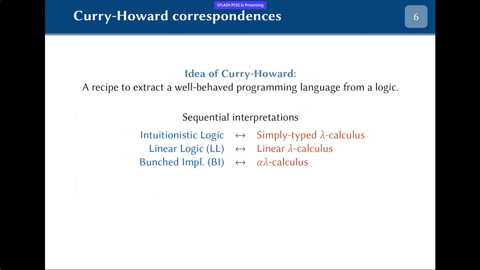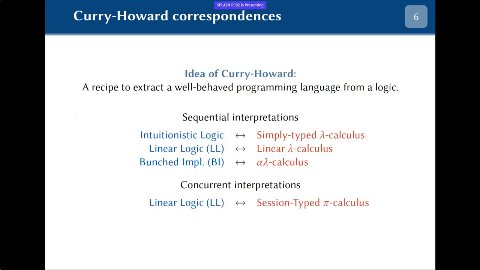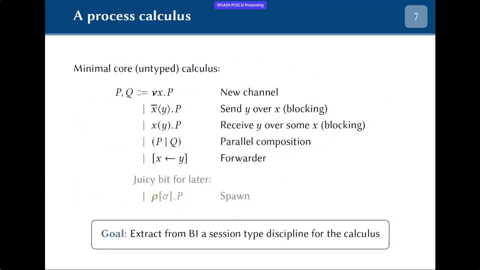The most classical of which are the sequential interpretations of various logics in various variants of the lambda calculus. What we are interested in is concurrent interpretations for the logics. I mentioned the interpretation for linear logic into a session type pi calculus, and what we do here is a similar story, but for bunched implications.